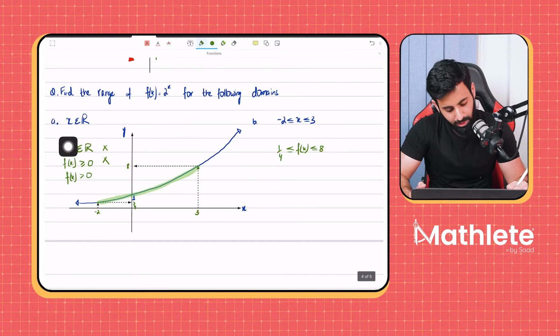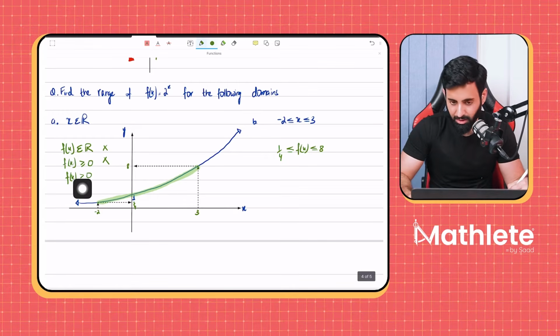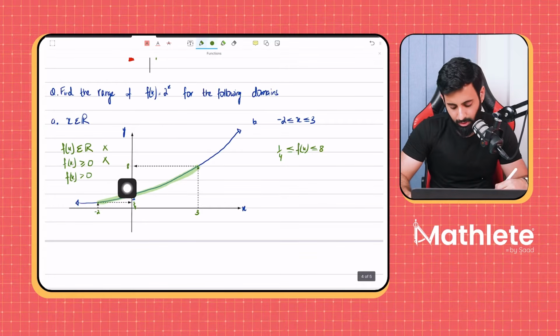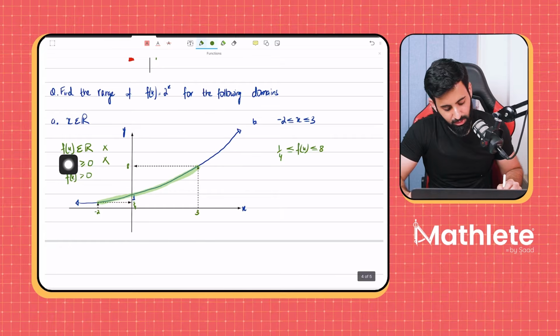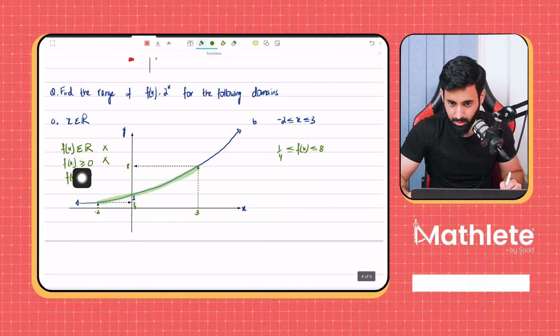So when we didn't have any restriction in the domain, we still, however, had a restriction in the range. Why? Because this exponential curve doesn't go beyond 0. Okay, so that's why our range is not going to be f of x belongs to the set of all real values. In fact, it's going to be greater than 0, not even equal to 0.